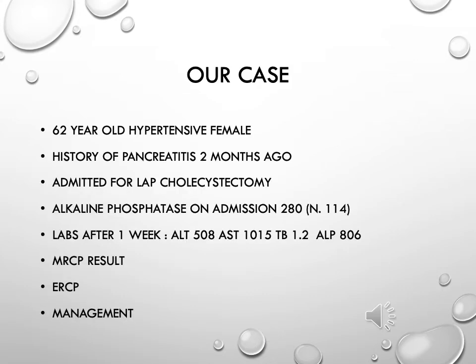Another example: this case was admitted in our hepatopancreaticobiliary department, Alexandria Main University Hospital. This is a 62-year-old hypertensive female, with a history of pancreatitis 2 months ago, admitted for routine laparoscopic cholecystectomy. Alkaline phosphatase on admission was 280, normally up to 114. Labs after 1 week: ALT was more than 500, while AST was more than 1000. Total bilirubin was 1.2, while alkaline phosphatase the second time was more than 800.